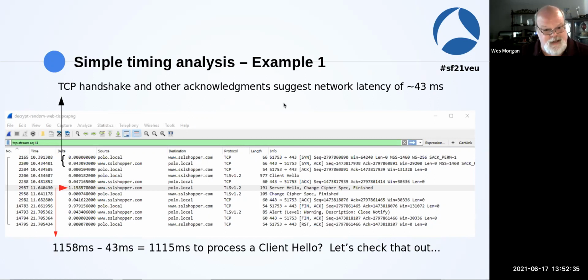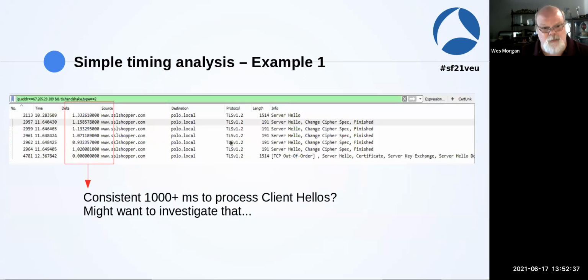So instead of looking at a single conversation, I'm going to pull out every instance of this server responding with a server hello. And we see in the delta column, it is consistently taking 1,000 milliseconds or more, a full second, just to process a client hello and come back with a server hello. That's something they're going to want to investigate, right? That's adding a full second of overhead to every single conversation on the box.